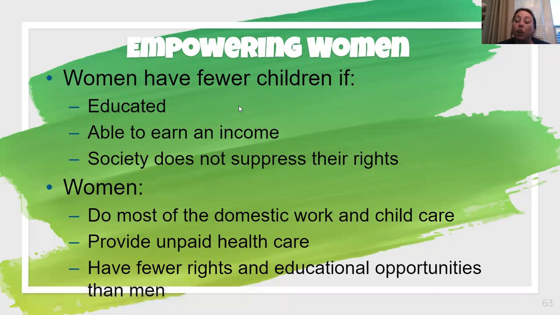Women have fewer children if they're educated, they're able to have an income, and they have rights. And I'm talking about like the right to decide if they want to go on birth control. All these rights that we take for granted in the United States of America aren't present in lots of other countries. Women can't decide to go on birth control. Their husband may come home and say, hey, tonight we're going to have marital relations, and the woman doesn't really have a choice in that nature.